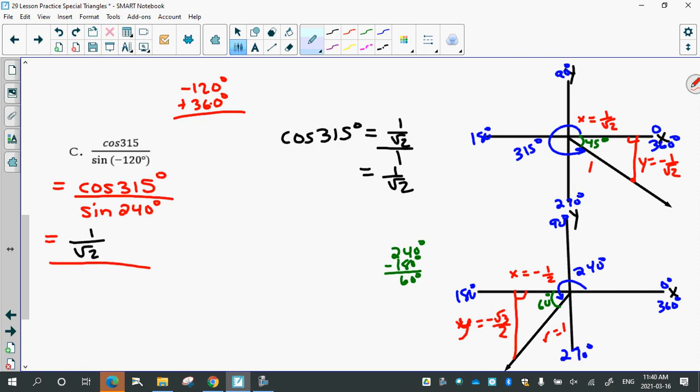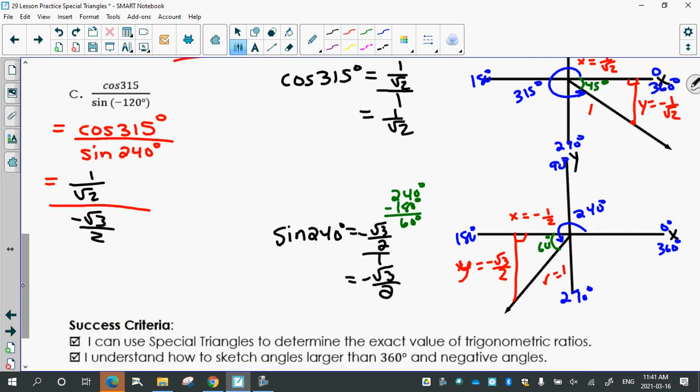And then I can come back over here and put 1 over root 2 in here. And then I can look at this diagram and figure out the sine of 240, which is y over r. So negative root 3 over 2 over 1, which is just negative root 3 over 2. And then put it in. And then I don't have 6-layer fractions or anything crazy to look at. I'm dividing, and the denominators are not the same. Glad I did that one actually.